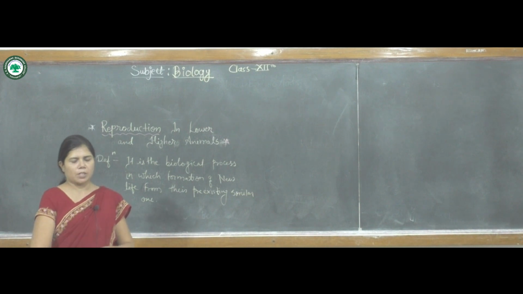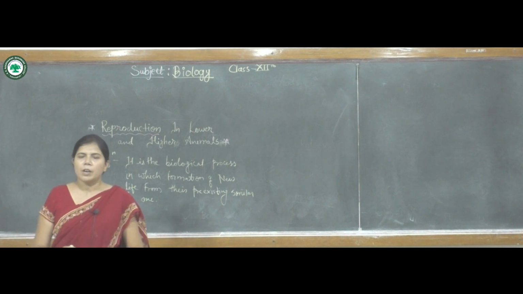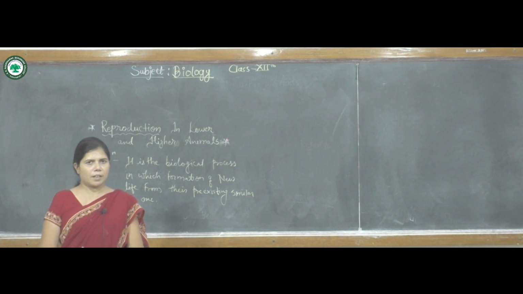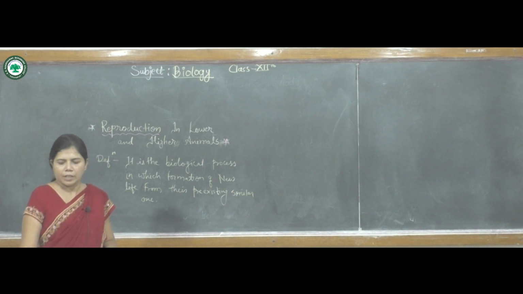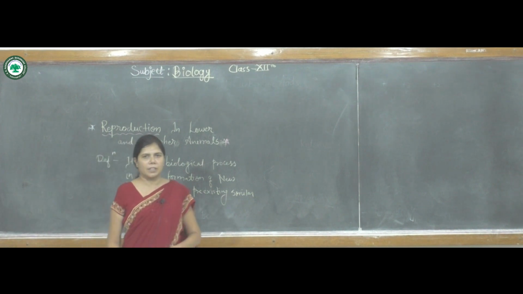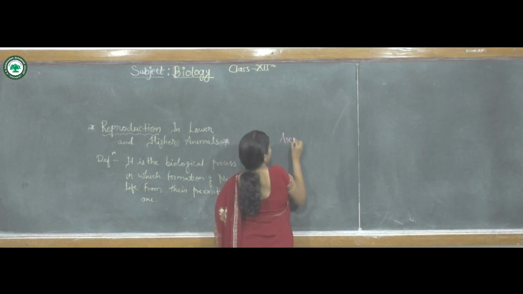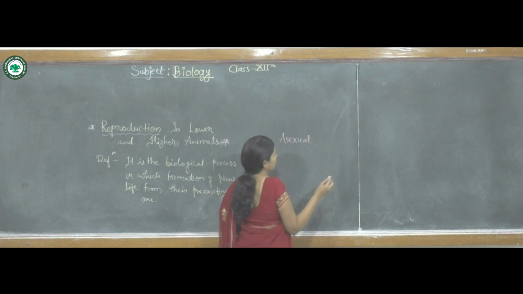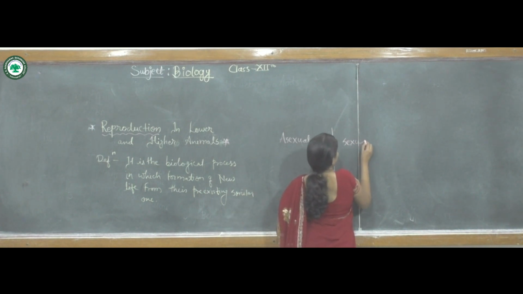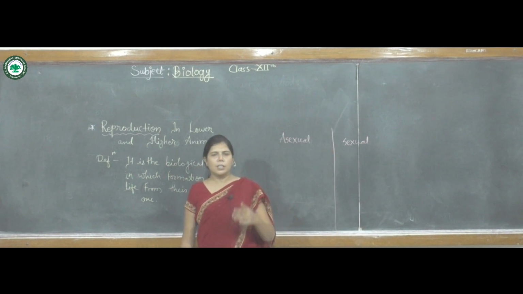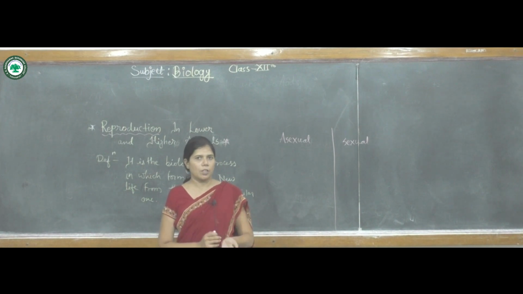known as reproduction. There are two methods of reproduction in animals. The first one is asexual reproduction and the second one is sexual reproduction. Means in animals, they reproduce by two methods, the asexual method and the sexual method.